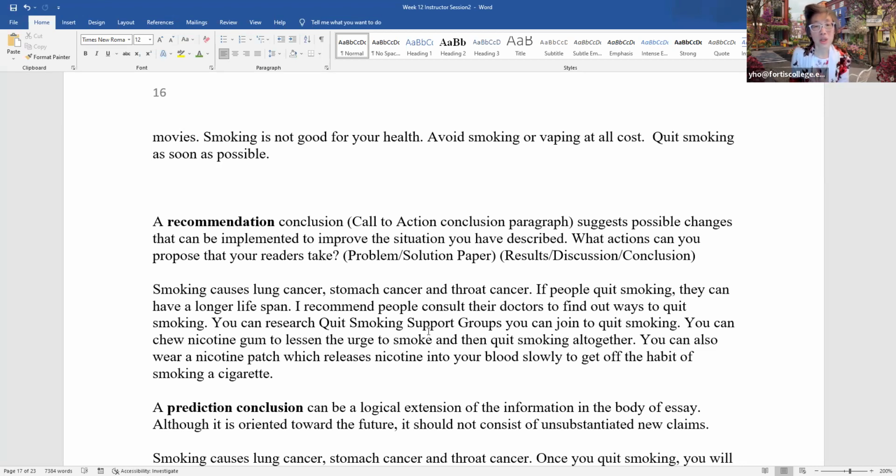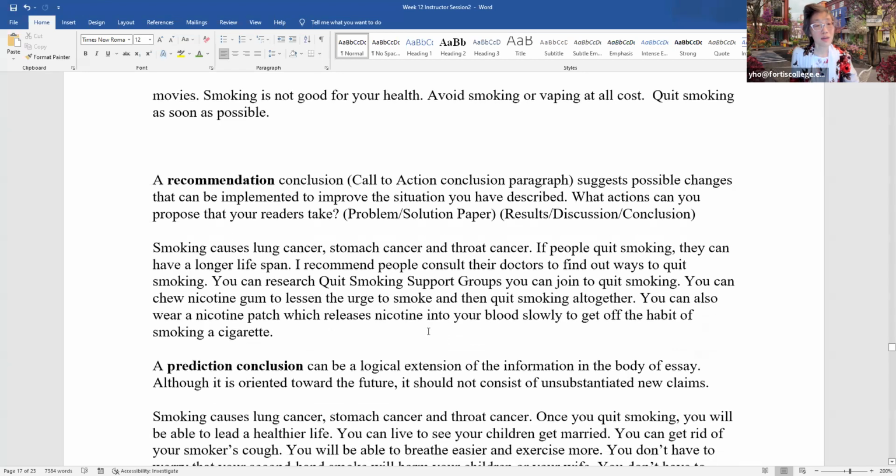You can research quit smoking support groups, and you can join a quit smoking therapy group. You can chew nicotine gum to lessen the urge to smoke and then quit smoking altogether. You can also wear a nicotine patch, which releases nicotine into your blood and slowly gets you off the habit of smoking a cigarette. So this is known as a recommendation conclusion paragraph, because you're recommending to the reader what to do to solve the problem.